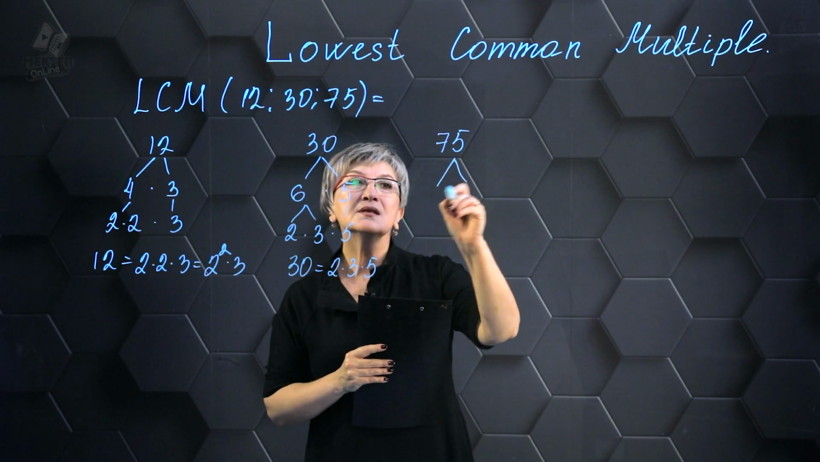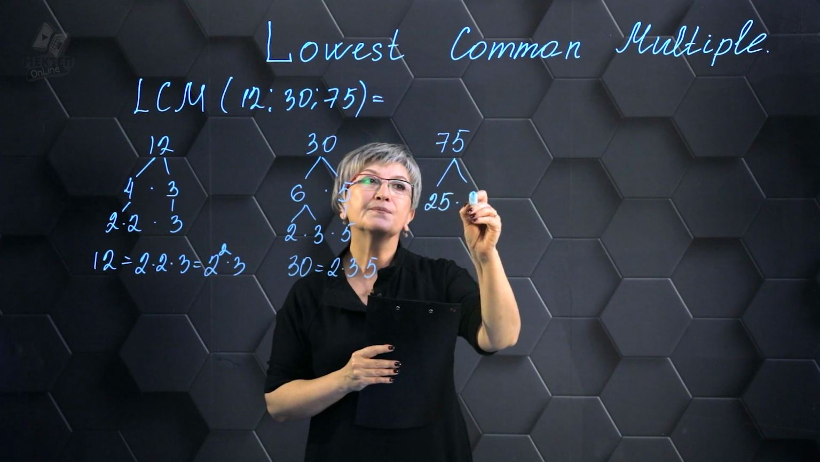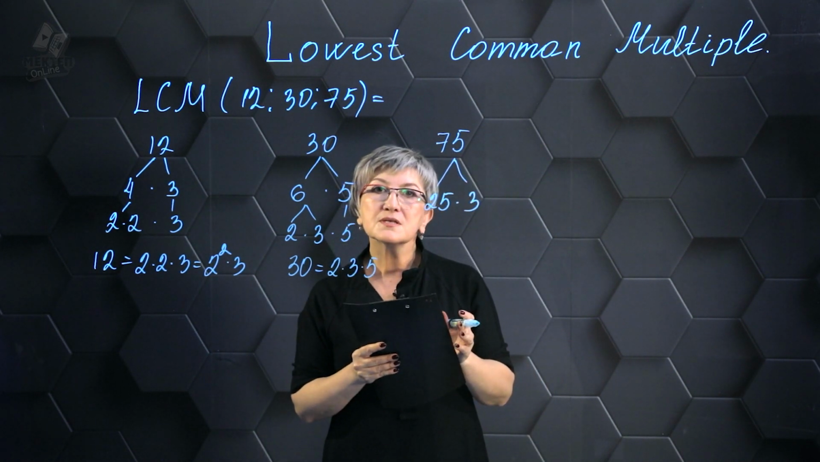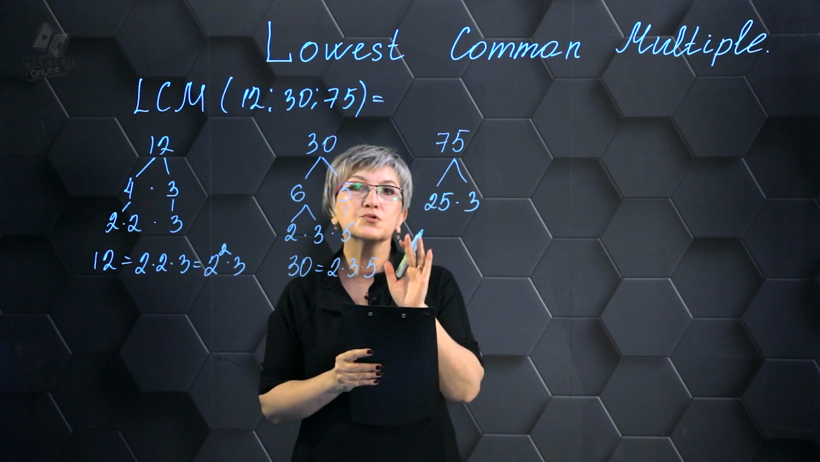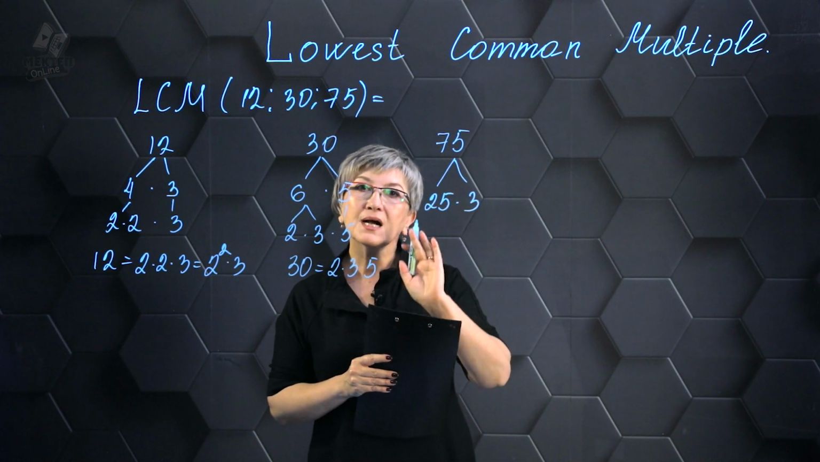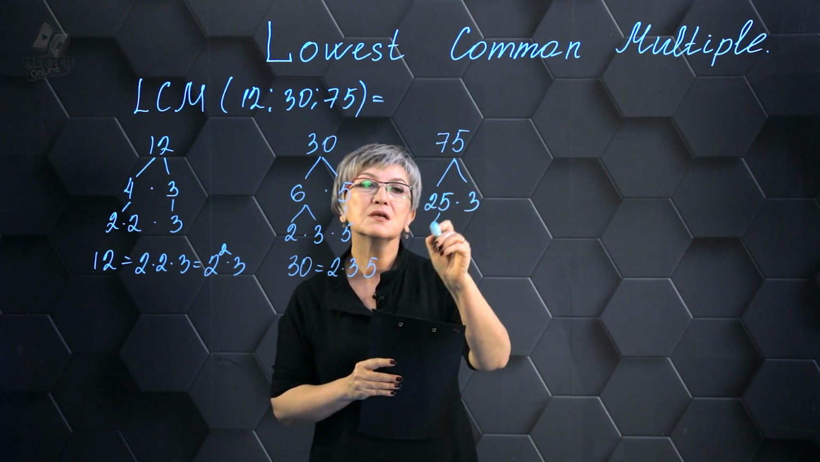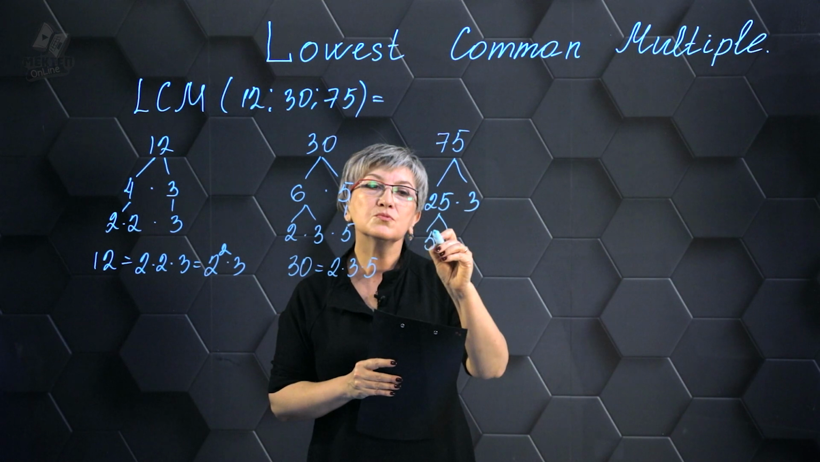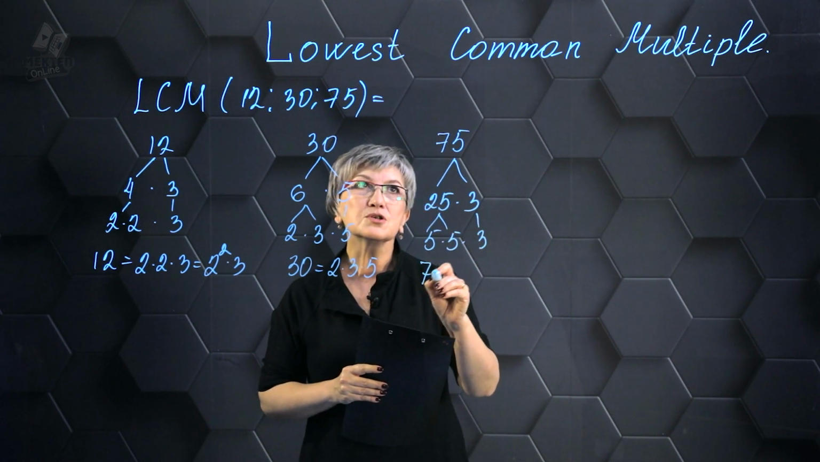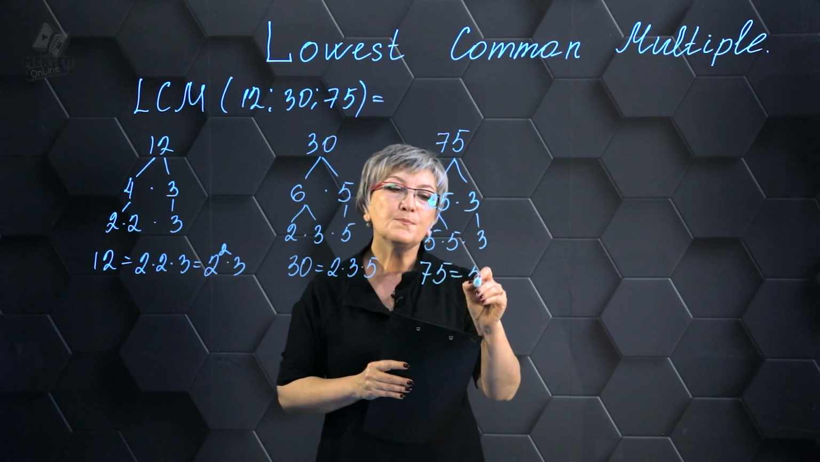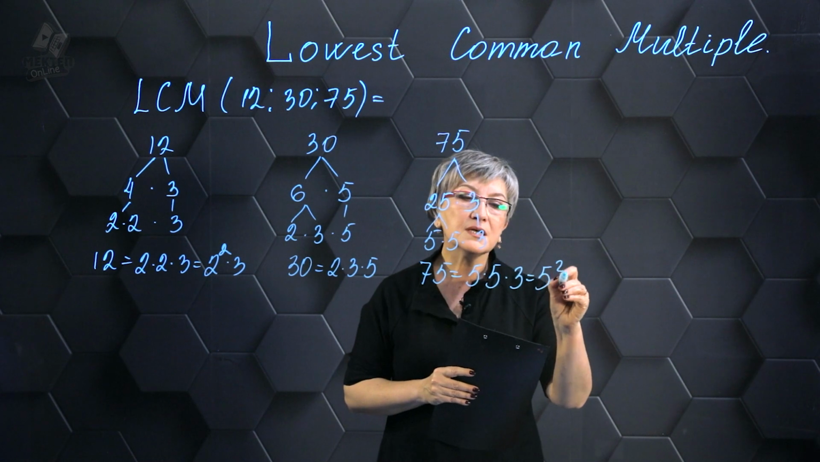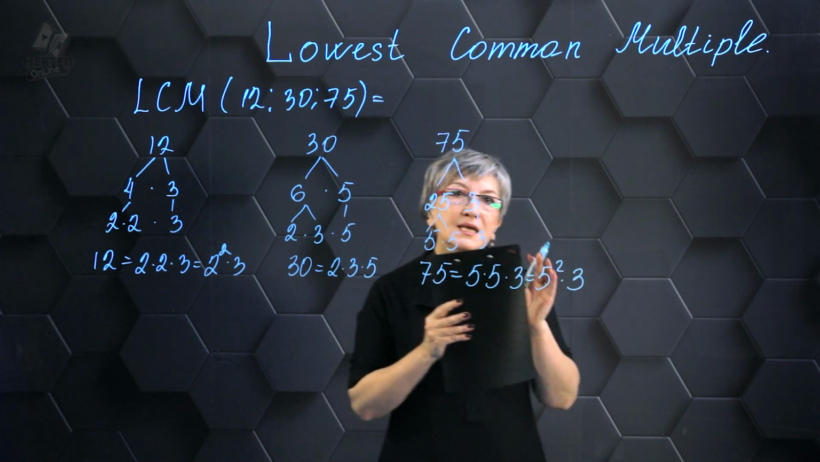And the last number is 75. 75 is 25 multiplied by 3. Sure, someone will say, but 75 isn't just 25 times 3. Now we'll also consider this method and you'll see we come to the same answer. So while I'm writing 25 times 3, what's the deal with 25? This is 5 times 5. So as a result, I end up with 75, which is 5 multiplied by 5 and multiplied by 3. That will be 5 squared multiplied by 3.